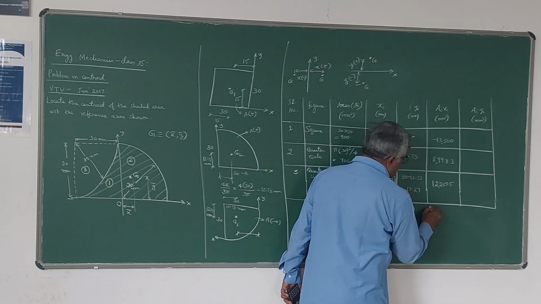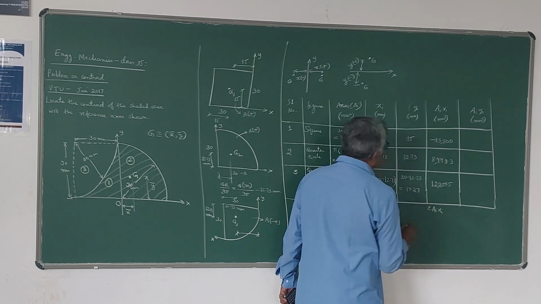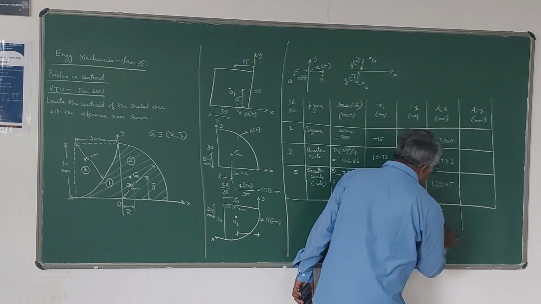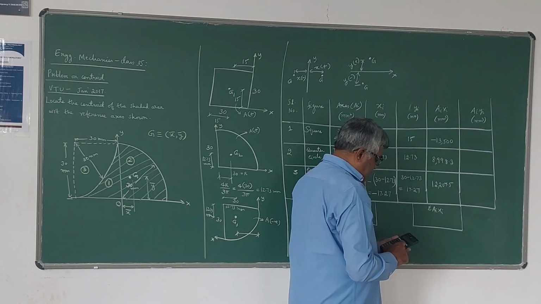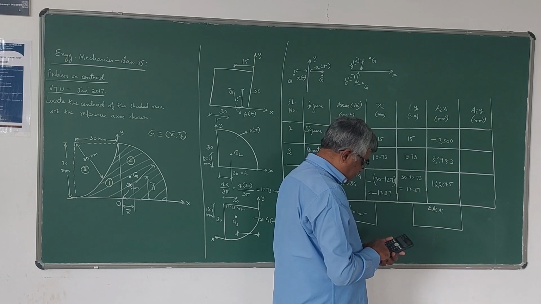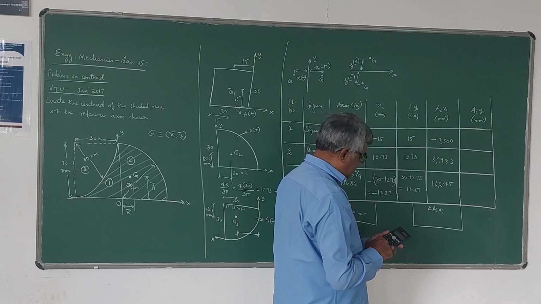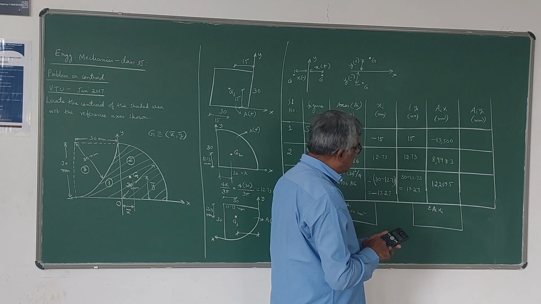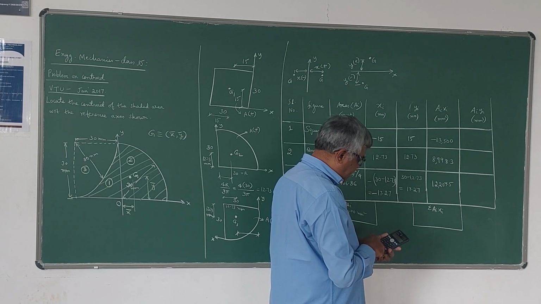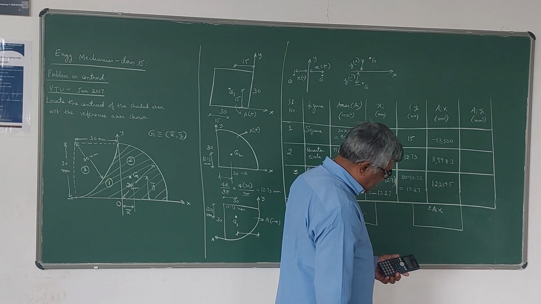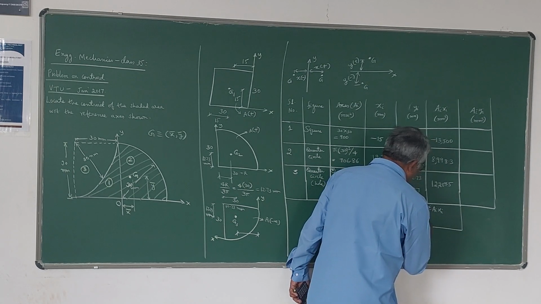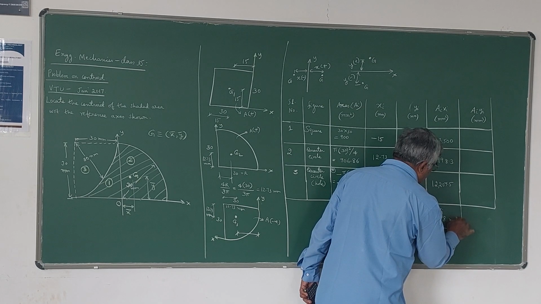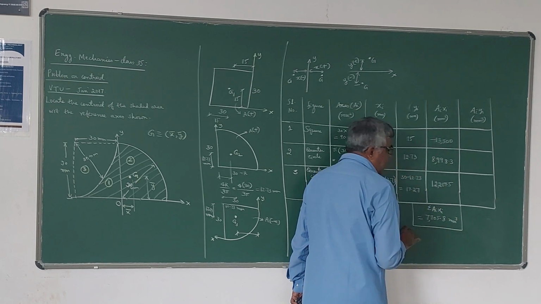So if you add this, you are going to get sigma AiXi. Of course, this is negative here. You should be careful. When you are adding, it is this plus this minus this. So 12,207.5 plus 8,998.3 minus 13,500. The value is 7705.8 millimeter cube. So that is the value of sigma AiXi.